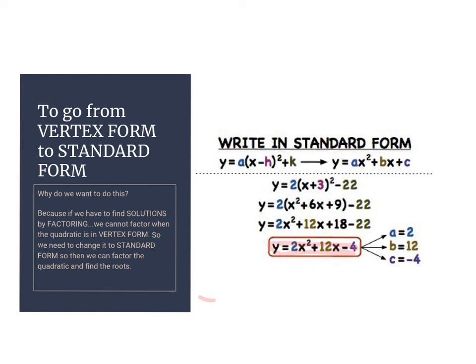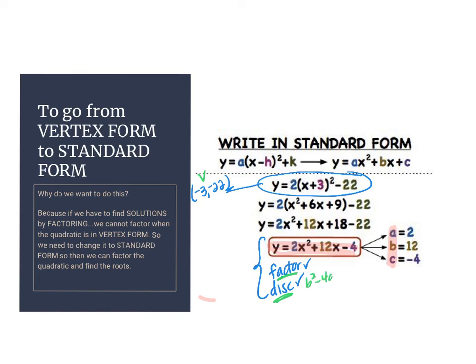Now that I have it in standard form, I can list a, b, and c. Now this is only useful to me if I have to factor and if I have to find the discriminant. I don't need to do that to find the vertex because I've got the vertex right here for this parabola at -3, -22. There's my vertex. But if I have to factor to find the roots, or I have to find the discriminant, b squared minus 4ac, then yes, I will want it in standard form.